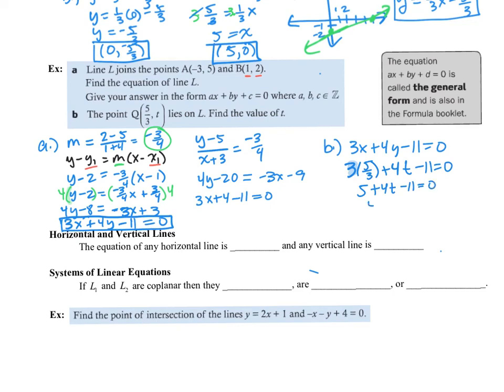I'm going to start by combining like terms. So I have 4t minus 6 equals 0. Then we'll add 6 to both sides. 4t is equal to 6, and then when I divide by 4, we'll get that t is equal to 6/4, or you could reduce that to 3/2.